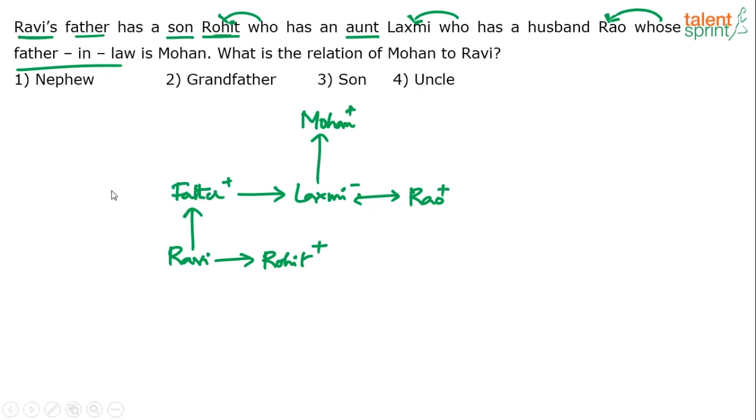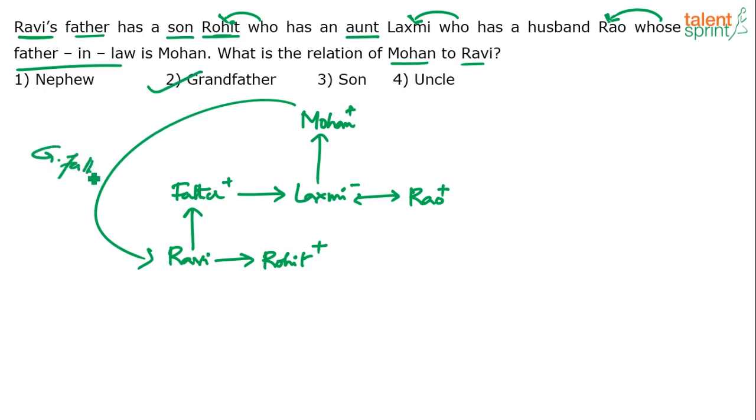How is the relationship? What is the relationship of Mohan to Ravi? Mohan to Ravi. See, Mohan is Ravi's grandfather. See, Ravi's father's father. Ravi's father's sister's father. So father's sister's father. Your father's sister's father is your father's father, and your father's father is grandfather. So what is the relationship of Mohan to Ravi? Grandfather. Option 2 has to be the answer, right? Mohan is the grandfather of Ravi.